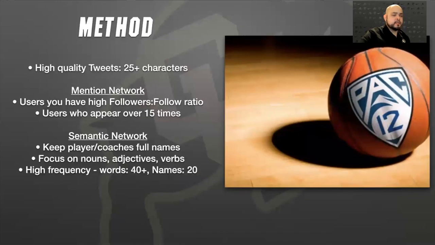So the method we did is we used a Twitter API to scrape 7 days' worth of tweets, over 3,000 tweets each scrape. Out of those tweets, we're only going to keep the high quality tweets of over 25 characters. For a mention network, we're only going to keep the users that have a high followers to follow ratio, which means they have more followers than they follow. So they're seen as influencers or close to. And we're also going to keep our high frequency ones.